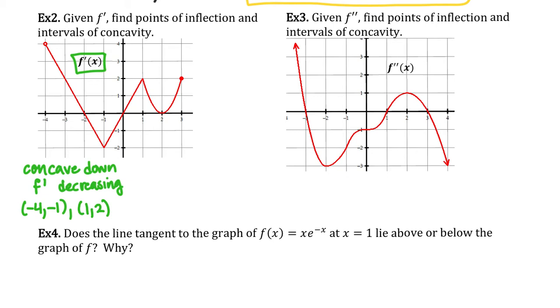Okay, now let's check when this is concave up. Because it has only given me the graph of f prime, I can only look at f prime and I can see when f prime is increasing. Okay, so where's f prime increasing? From x equals negative 1 to x equals 1. And then from 2 to 3.